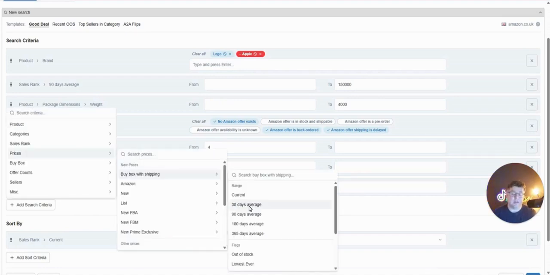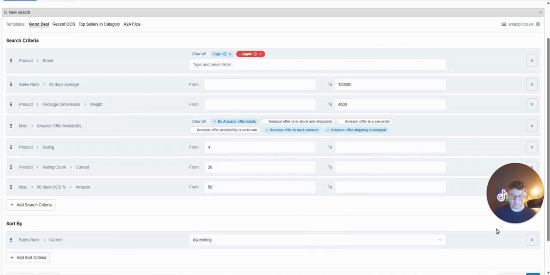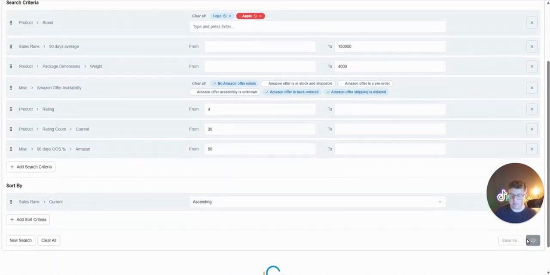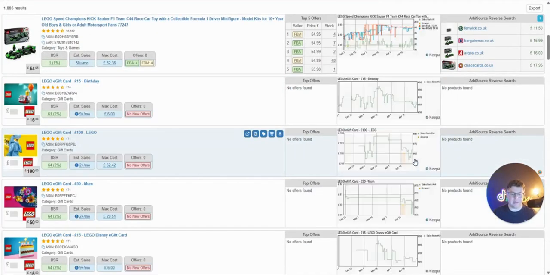What I'll be doing is adding potentially a 30-day average price there, just so then we're avoiding the products which are selling too low. Because if you're looking at products which sell for £5, like I said earlier in the video, you'll be struggling to purchase them to make a profit on them. So let's run this search, see how well we do, if there's any products out there.